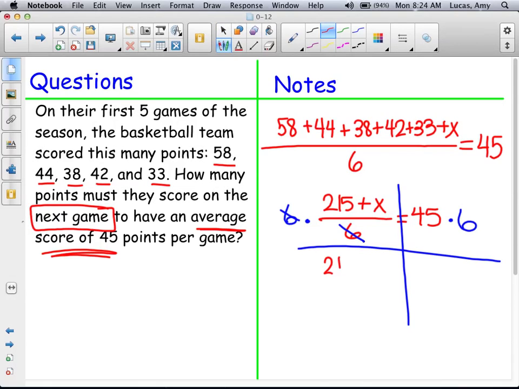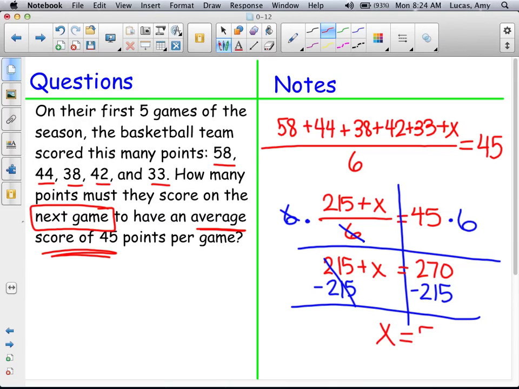So now we'll have 215 plus x equals 45 times 6, which is 270. Now if we subtract the 215 points that they've already scored, we will find out how many points they need in their last game. And it would be 55. So they need to score 55 points to get the average that they're looking for.